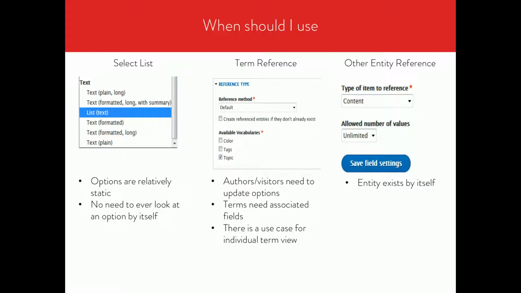Other entity references, almost everything's an entity now in D8. It's awesome, but users and nodes are probably the biggest things. If there's something that really has an individual identity, Nick, we wouldn't make Nick a taxonomy term. We would make Nick an actual human being, but we might relate him to content he owns or places he lives or whatever it might be.